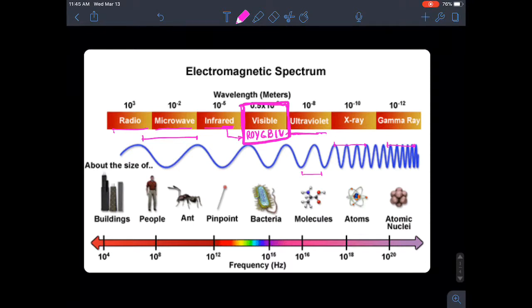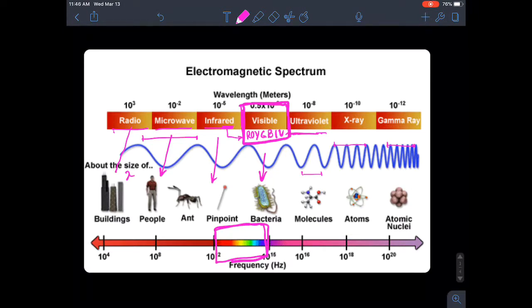And so if you want to know what the actual wavelengths are, the wavelength of a radio wave is like the size of a building. Huge. A microwave is like the size of a person. Infrared light is something like the size of an ant or a pinpoint. Visible light is like the size of bacteria, and you can see here's the visible spectrum right here. There's all of our colors.